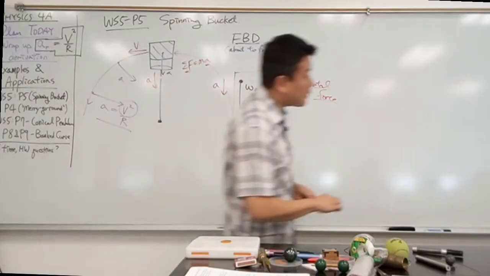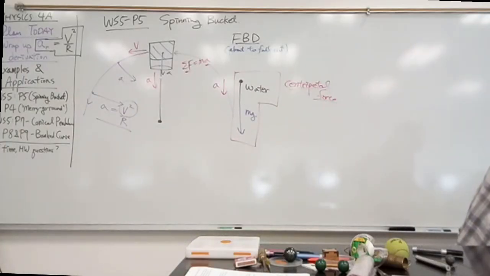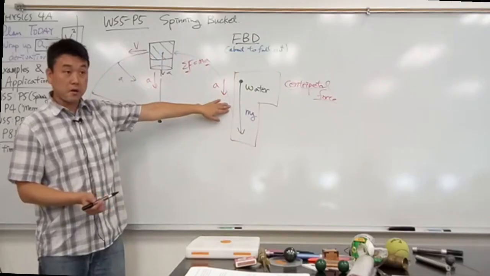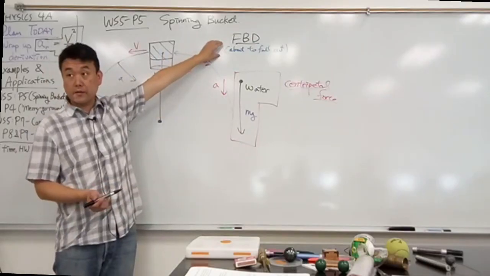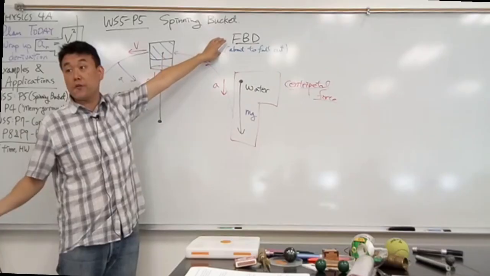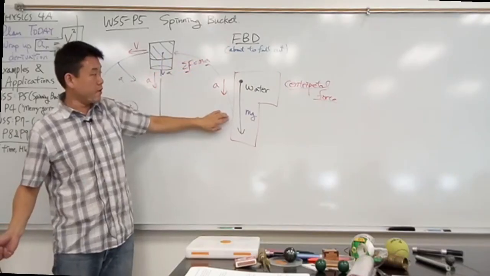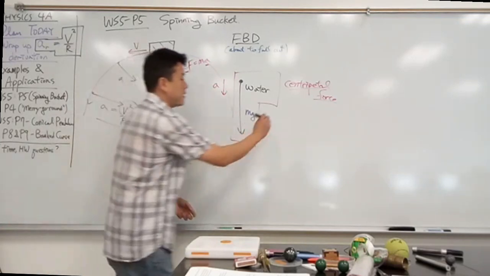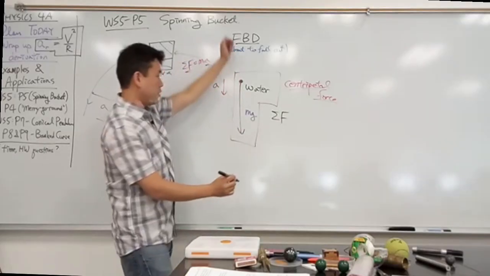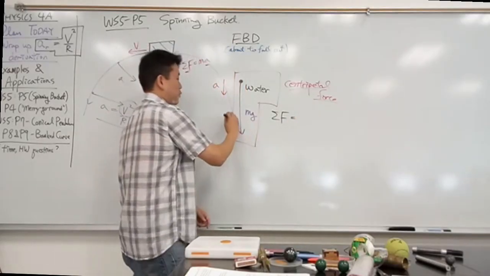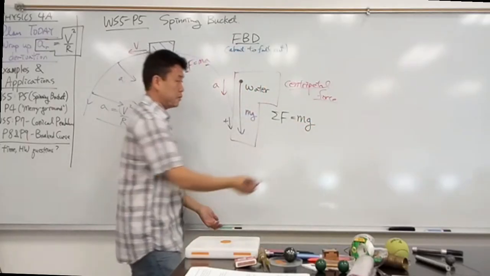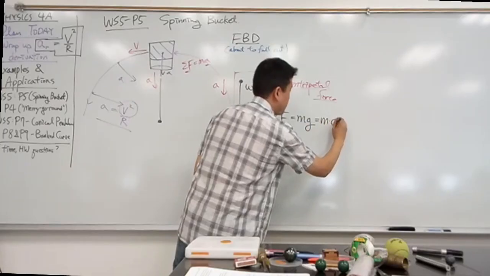So let's finish this problem. It asks, what is the minimum speed so that the water doesn't fall out? So we already drew the picture where the water was just about to fall out. If I go any slower, the water might fall out. So this is the picture where water is about to fall out. Force is mg. And so from that, we can say the net force in the vertical direction, I'll say downward is positive, is equal to mg. And that's equal to mass times acceleration.